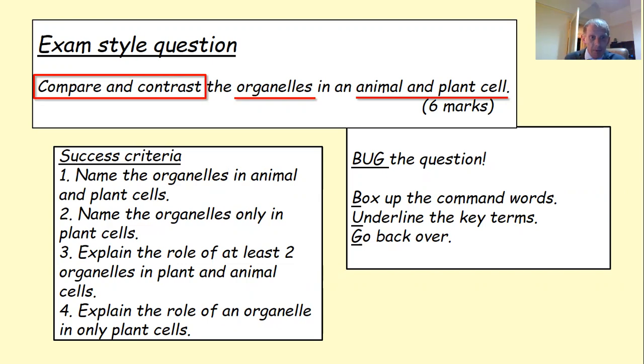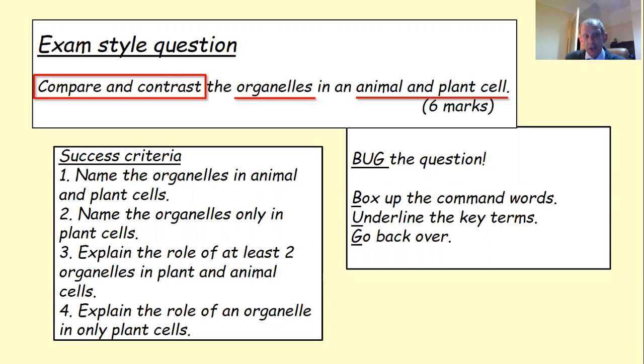So we're looking at naming the organelles that you find in both animal and plant cells. There's a big tick for your similarity line. Then you want to look at the organelles only found in plant cells, and that gives you your contrast, your differences that you've got. And then, because you're looking at these organelles in a bit of detail, it would be prudent for you to explain the role or the function of at least two of the organelles that you find in plant and animal cells.